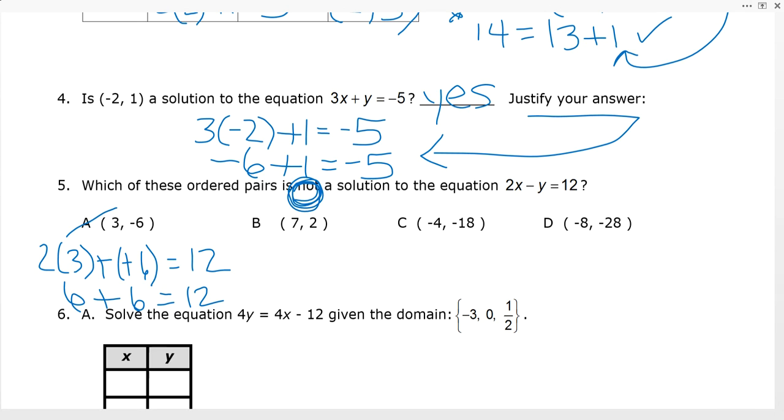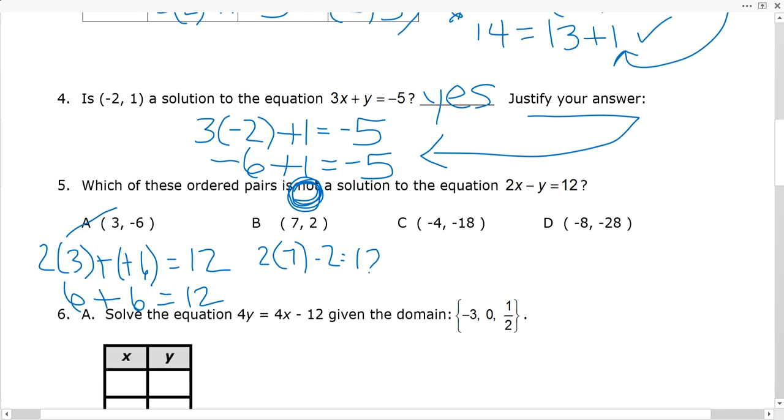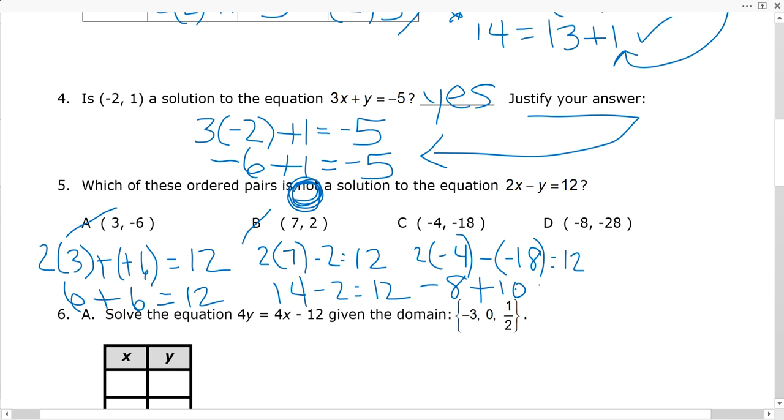Okay, the next one is 2 times 7 minus 2 equals 12. 2 times 7 is 14 minus 2 equals 12. So that one is correct, so it's not my answer. Next, 2 times negative 4 minus negative 18 equals 12. So it's negative 8 plus 18 equals 12. And negative 8 plus 18 is 10. So this one does not come out to be correct.